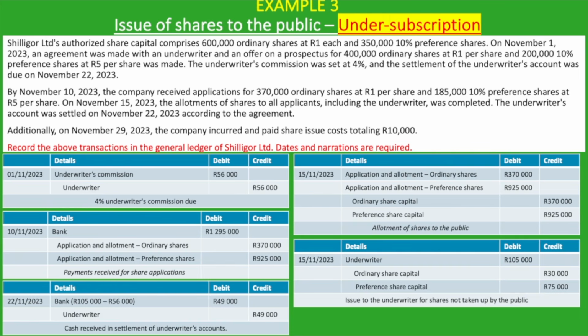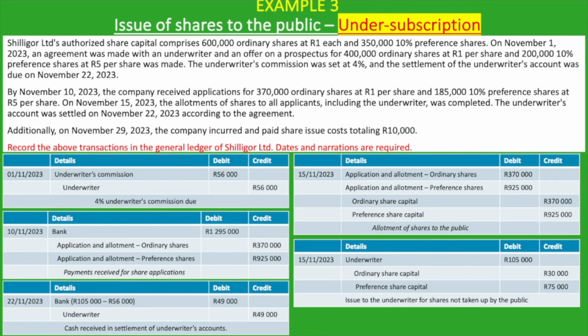Now, IAS 32 states that when you incur share issue costs, it must be set off against the equity account. It doesn't state which equity account. So you may set it off against ordinary share capital, preference share capital, or whatever equity account you deem most reasonable. IAS 32 doesn't tell you which one. So we're going to set it off against ordinary share capital. The only time you put share issue costs as an expense is when you have abandoned the share issue altogether and you've still incurred the share issue costs.